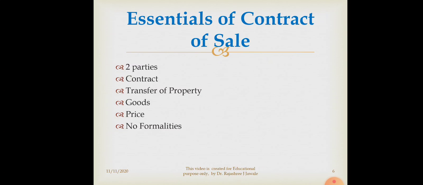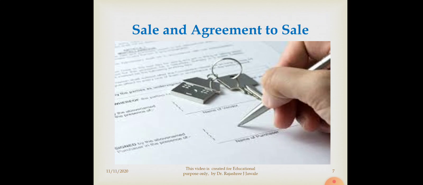In this way, we need to understand that there should be two parties, there should be a contract, then transfer of property and goods, and the price, and finally no formality. So in this way, this contract of sale will be complete. So now we will understand the next part, that is sale and agreement to sale, which we have discussed already. So sale, when the actual condition is fulfilled, then that will become a contract of sale. And in agreement to sale, in future the contract will complete. So agreement to sale we have seen already.